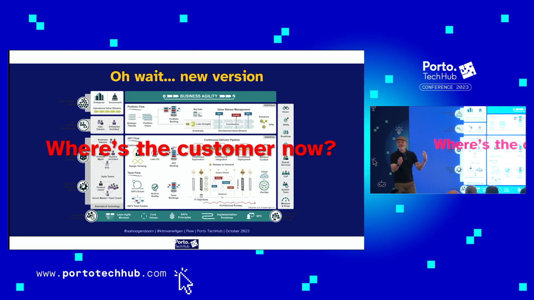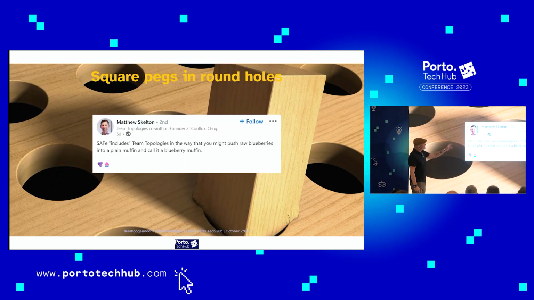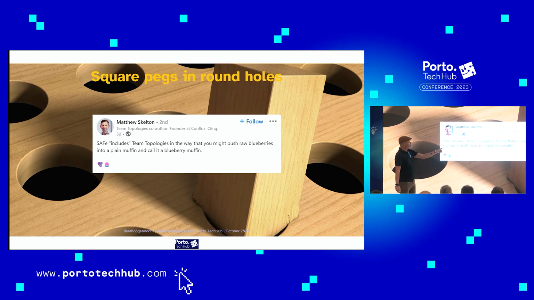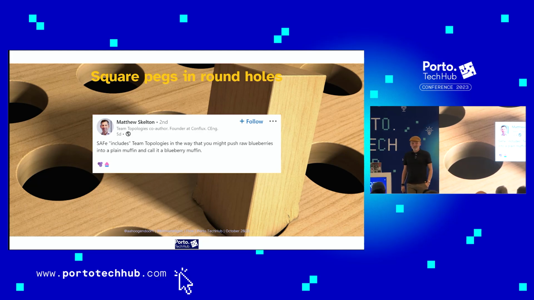And they put everything in there they can find. They now have AI in there. So just, yeah, you do AI. Or you create the big picture trademark. Or they put in Team Topologies. Matthew Skelton, the author of Team Topologies, which is a great book, by the way, says SAFe includes Team Topologies in the way that you might push raw blueberries into a plain muffin and call it a blueberry muffin. Terrible, right? It is.